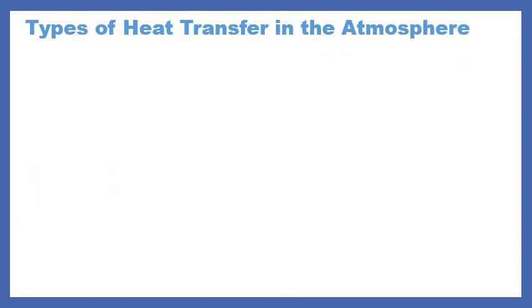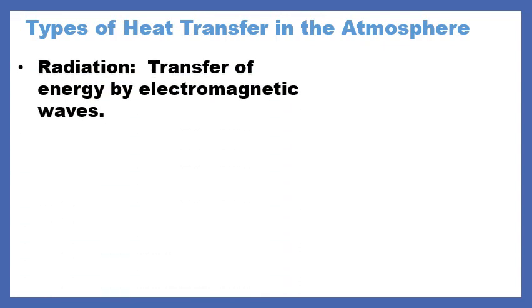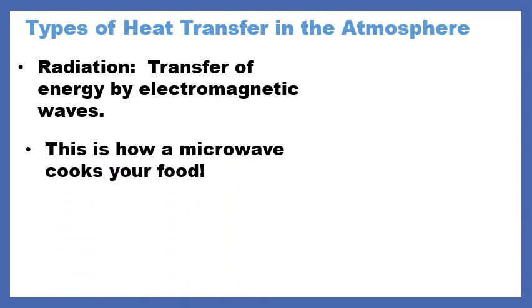All right, back to the goal of the day. I want to learn about the types of heat transfer in the atmosphere because it's going to happen in 3 ways. The first way I'm going to learn about is radiation. This is transfer of energy by electromagnetic waves. We learned about that when we started learning about how the sun's energy gets into the atmosphere.